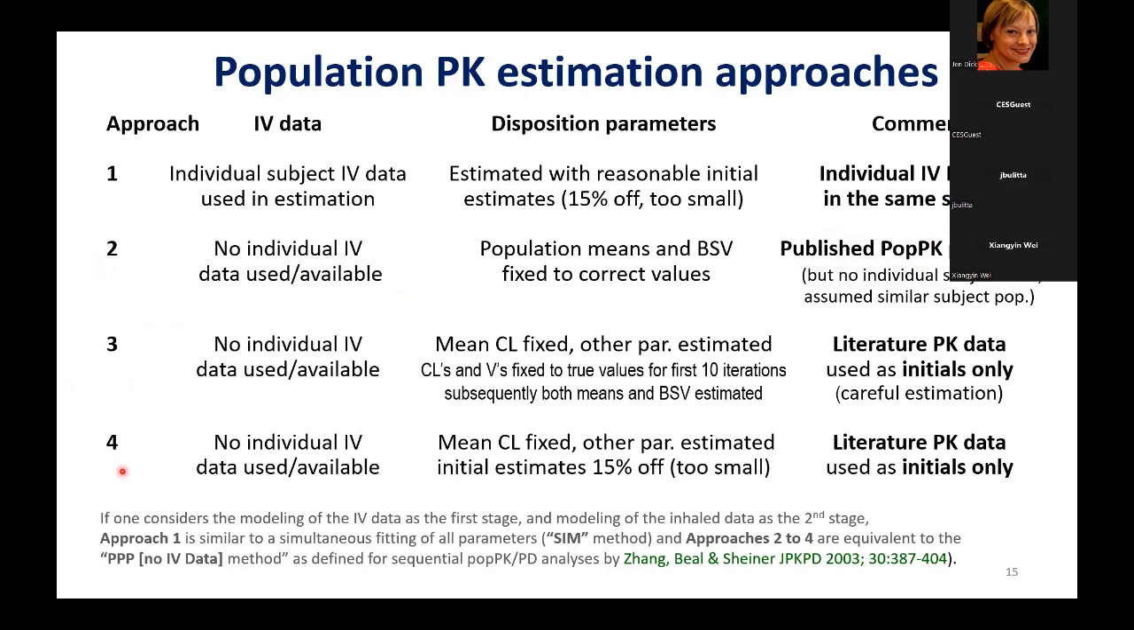In approaches 3 and 4, in contrast to 2, we again don't use IV literature data, and we only fix the population mean clearance in order to estimate the drug deposited. That is good, but in approaches 3 and 4, we did not fix at all the alpha, beta, and gamma half-life, and instead tried to estimate that based on inhaled drug PK data. Approach 3 was a little bit more careful with regard to the initial estimates, but the approaches were somewhat similar.